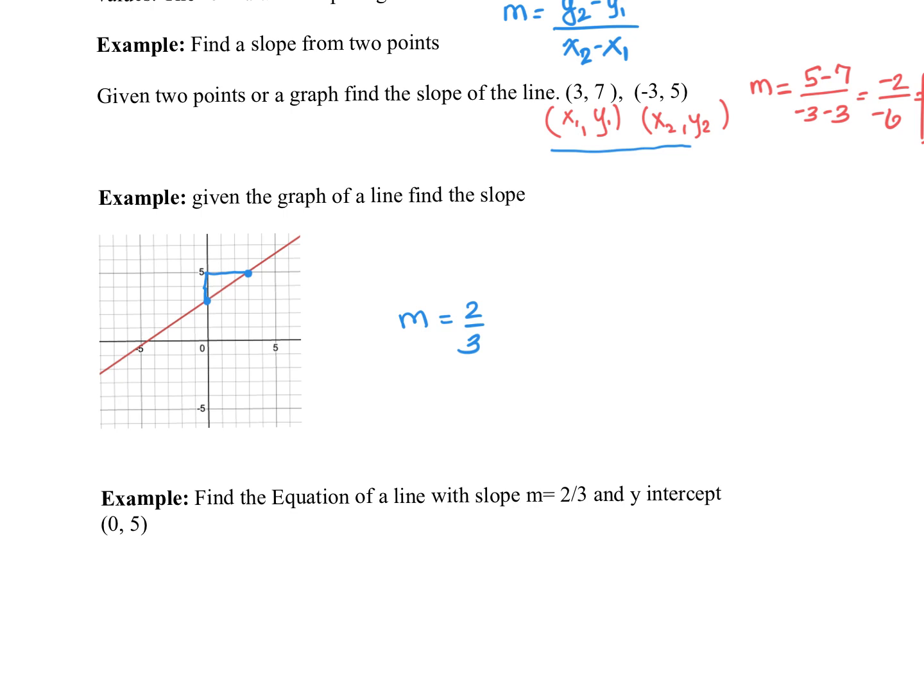For this third example, to find the equation of a line with a slope of 2/3 and a y-intercept of (0, 5), we can use the slope-intercept form, mx plus b, where m is your slope, 2/3, and b is your y-intercept, so in this case, 5.